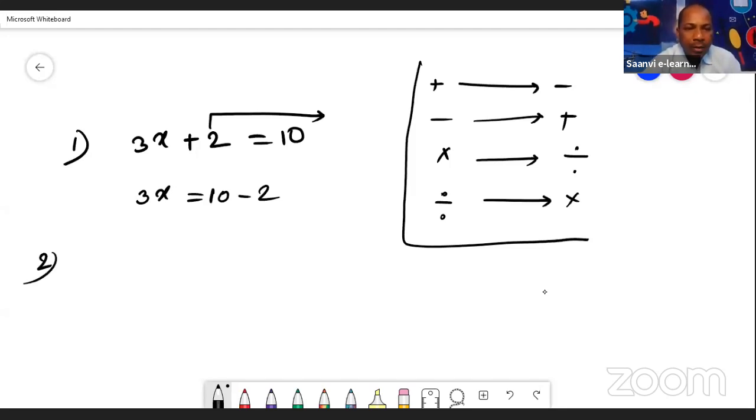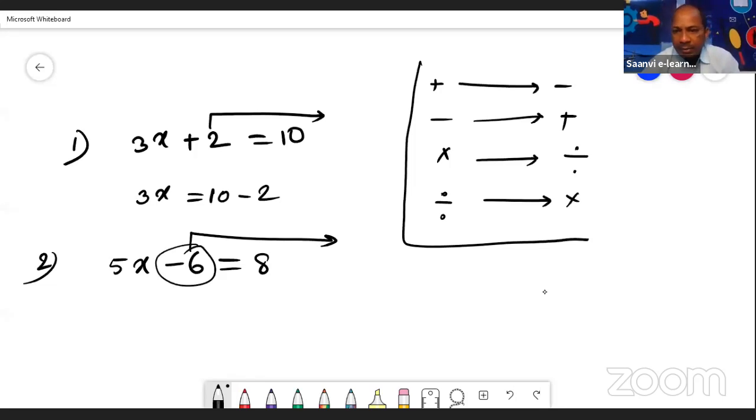Suppose 5x minus 6 is equal to 8 given. Now we want to send this minus 6 this side, RHS. So what will happen? Can anyone say?